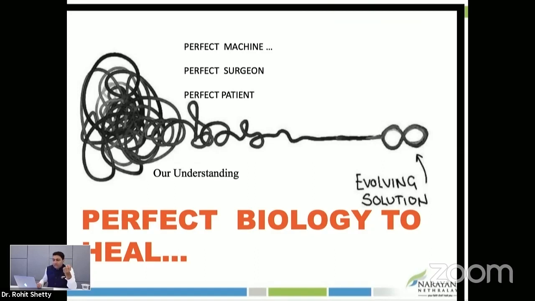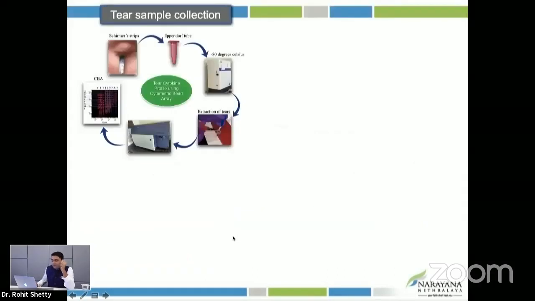And our understanding is as complex as this because we sometimes ignore biology. We only concentrate around these three factors: machine, surgeon, and patient. Everything of ours revolves around these three things. But so we thought, let's forget about these three pillars, the components of our good outcome, and let's just go to the biology because that will teach us a lot.